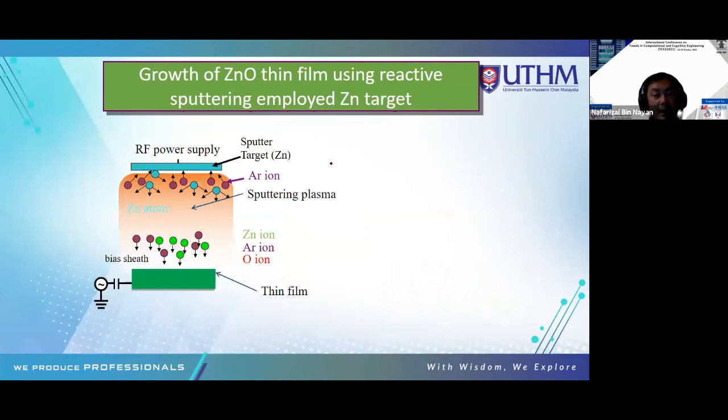So in our lab, we did a little bit on this material, which is zinc oxide. We put a sputter zinc target on the top and create a plasma, so that from the plasma we can get zinc atoms, argon ions, and oxygen ions or oxygen atoms, because we add oxygen gas inside the chamber.